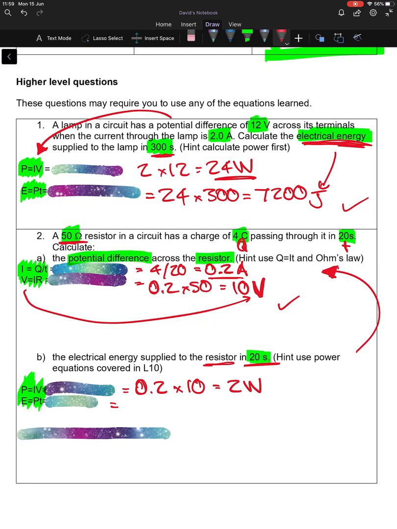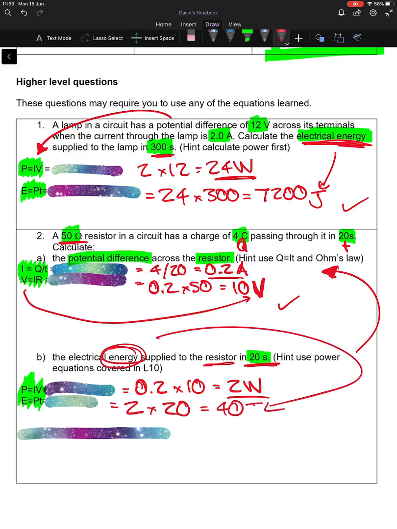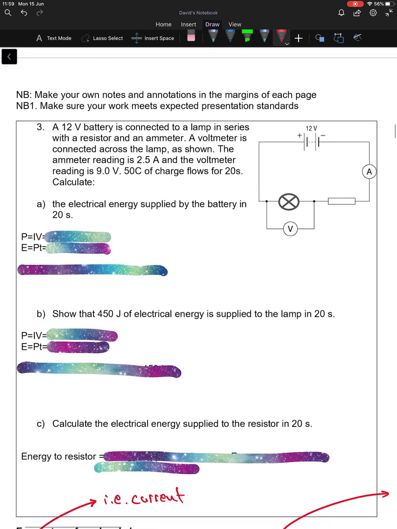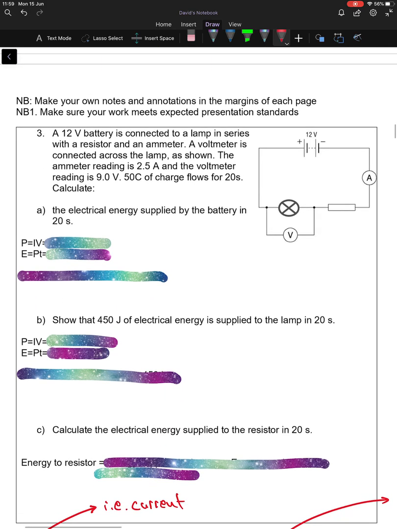So energy transferred equals P times T. So the electrical energy supplied across the resistor in 20 seconds. So we need the power. We've just got it, 2. And now we've got our time. Times it, 2 times 20. That then gives us 40. And because it's energy, what's the unit going to be? It's going to be joules. Good. Let's have a look at another one together.